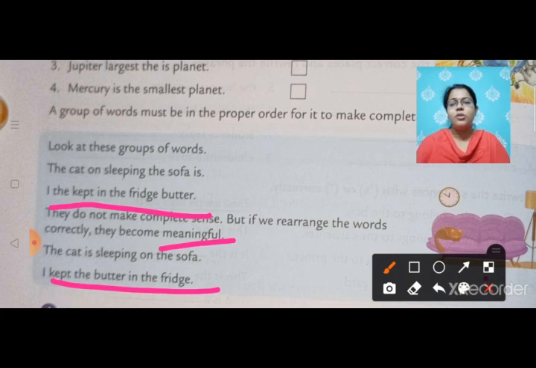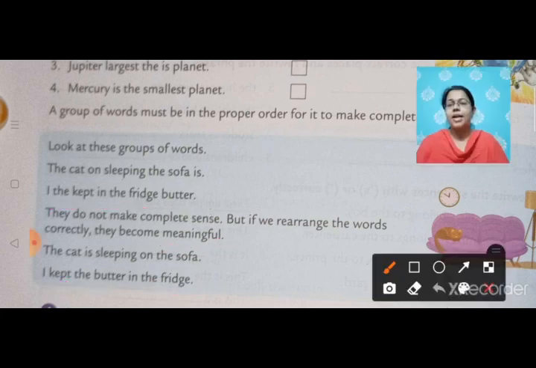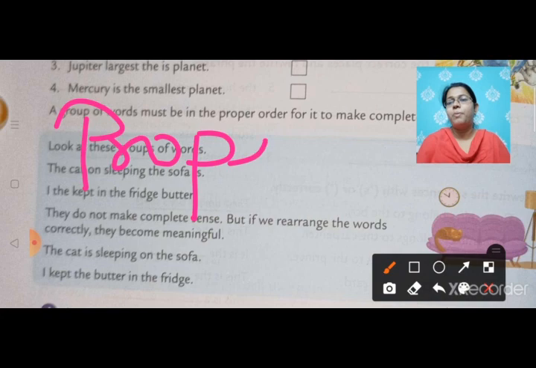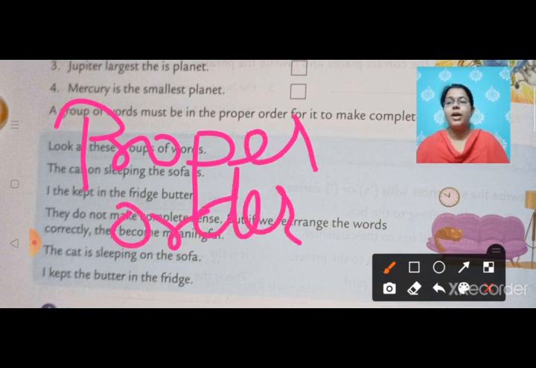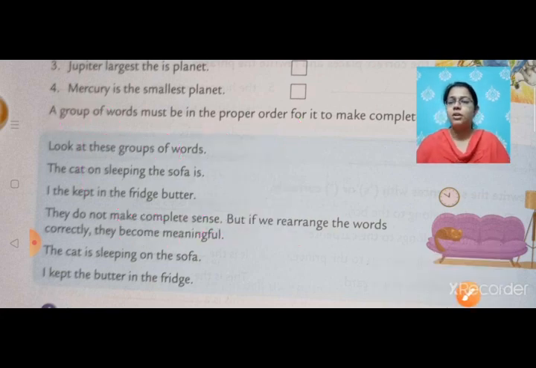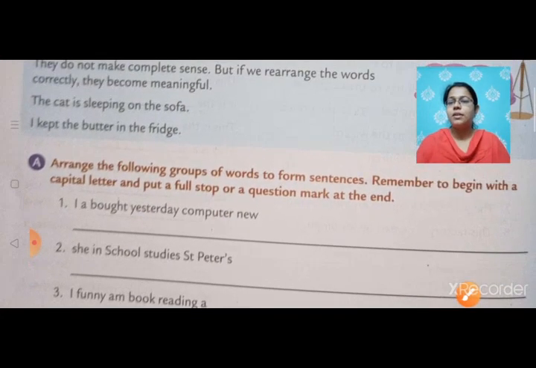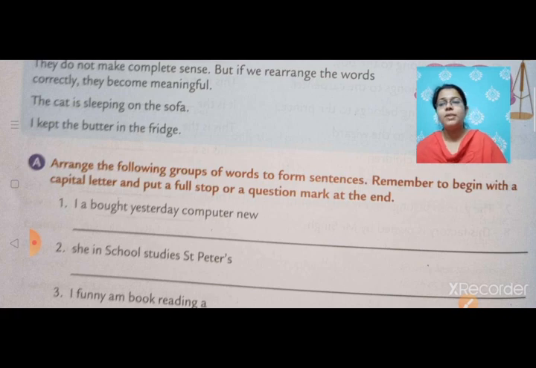Okay, so you need to understand one important thing over here students, that the group of words needs to be arranged in a proper order. Then only you can understand the meaning of that sentence. Okay, now there is one exercise related to it. Here we need to arrange the following groups of words to form sentences.